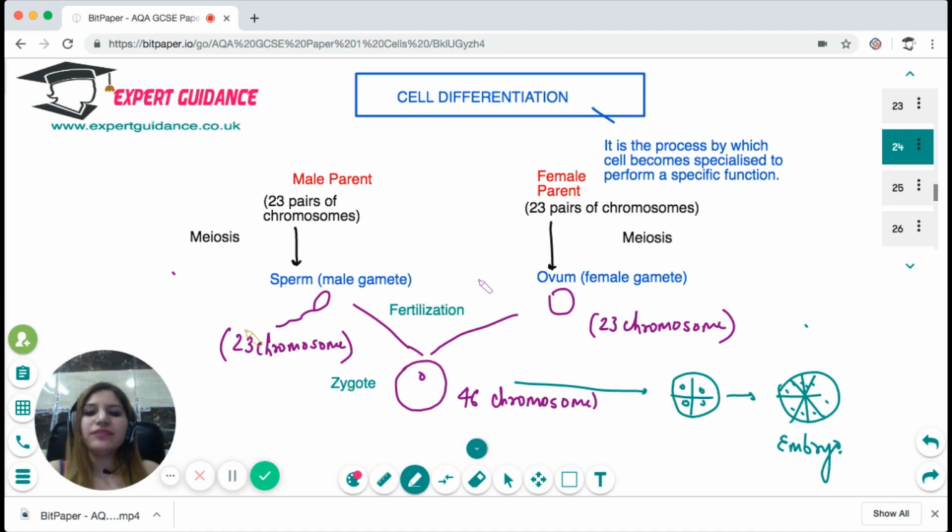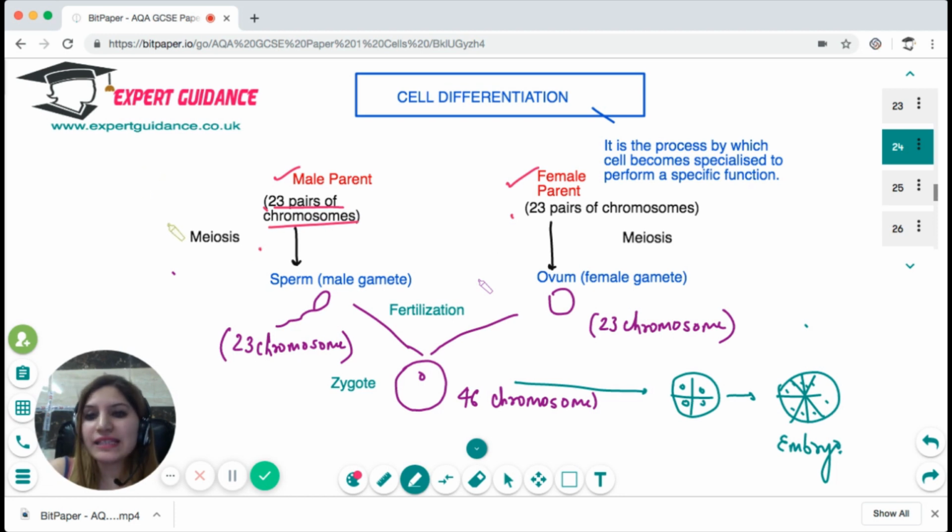Now, let me first explain to you the entire life cycle of a living organism. Now, we have a male parent and a female parent. Both the male parent and the female parent have 23 pairs of chromosomes. This is what you need to remember. We have 46 chromosomes, 23 pairs, of which 23 have come from our mother and 23 from our father.